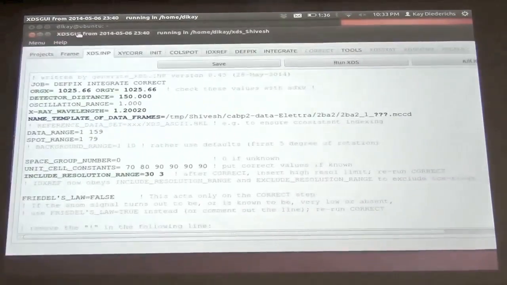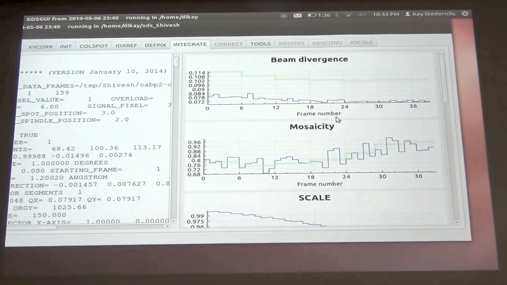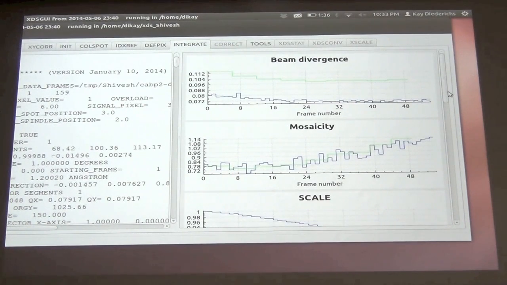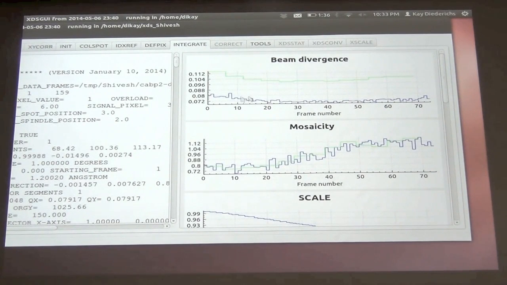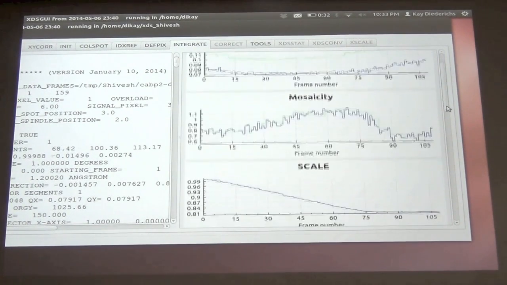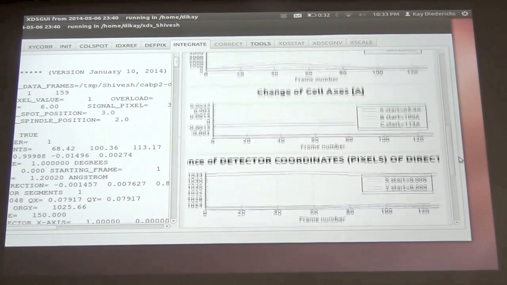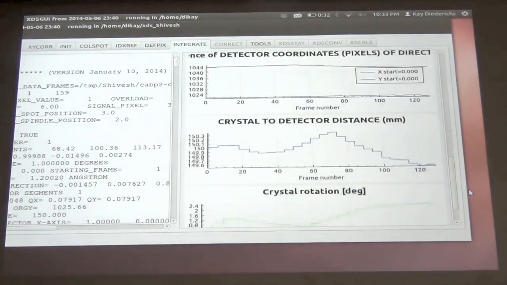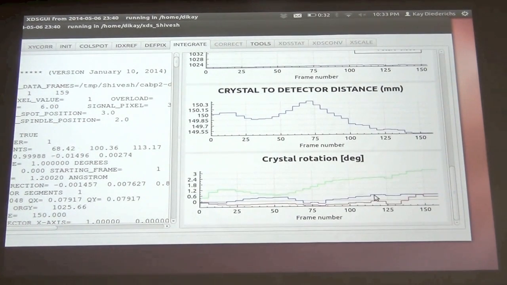So the integrate step is running now, and during the integrate you already get the plots. Whenever it has finished a batch of data, the plots are updated. So you see the beam divergence for each frame, and for each batch of data, mosaicity wiggling around, let's say 0.8 degrees, so it's high mosaicity. This frame-to-frame scale factor, cell parameters, and some refinement results. The crystal detector distance is refined by default, and the crystal rotation is also being refined.